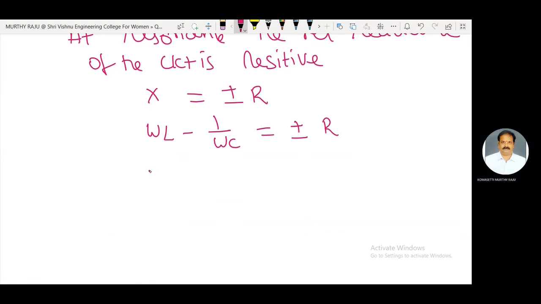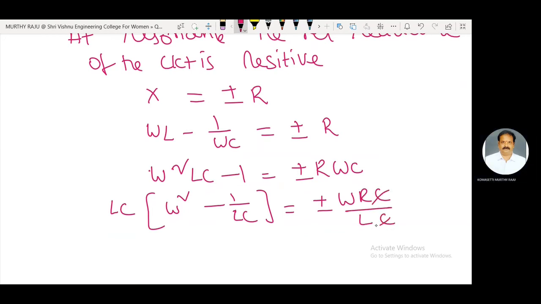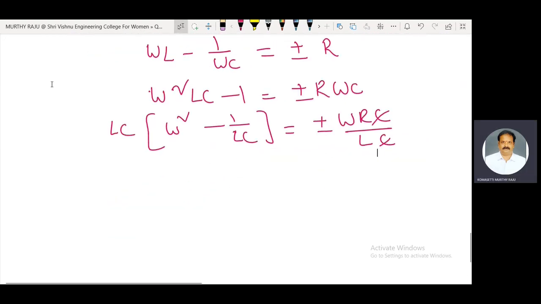Here, omega square LC minus 1 is equal to plus or minus R omega C. LC is the common term. Omega square by omega square minus 1 by LC equals plus or minus omega RC by LC. LC is cancelled.